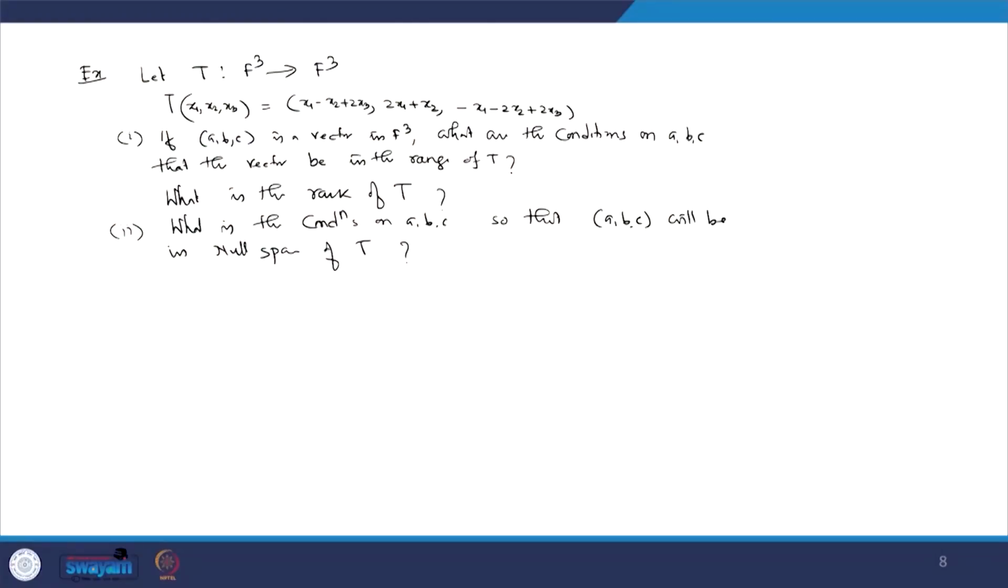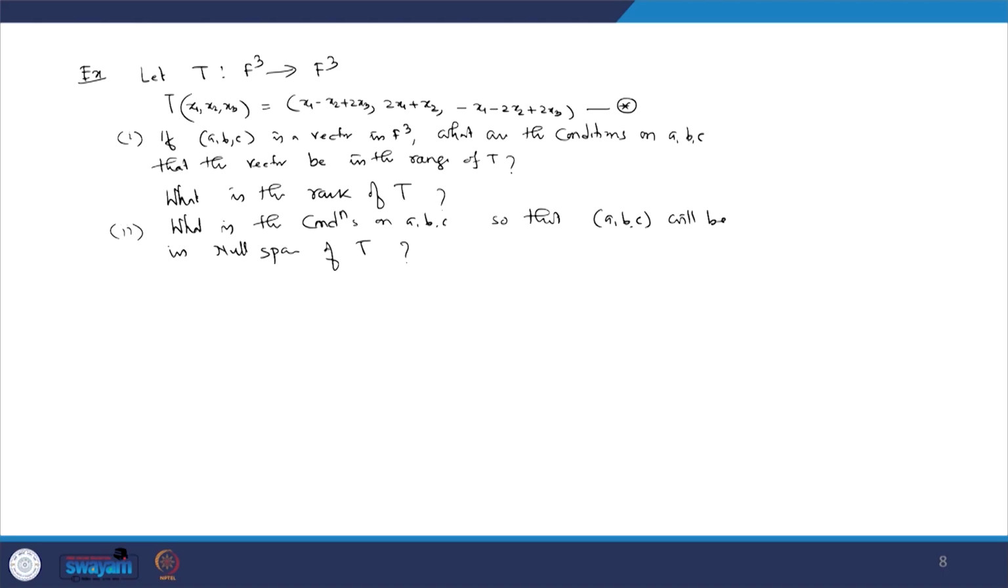Now, let me take an example and see. Here I have taken a function T from F3 to F3 defined by, for any 3 tuple x1, x2, x3, mapping to x1 minus x2 plus 2x3, comma 2x1 plus x2, comma minus x1 minus 2x2 plus 2x3. So, this is the definition, suppose, and then I raise two questions.